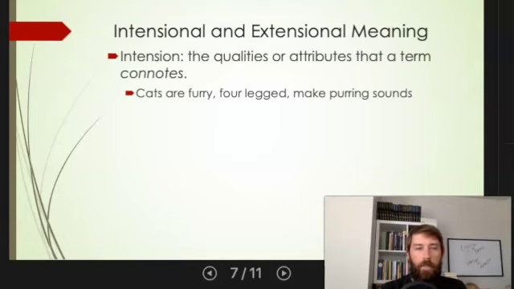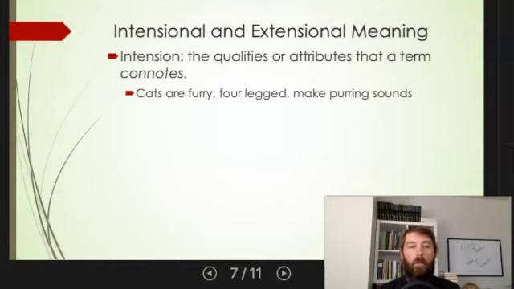The first term is intention, and we've got a definition that includes a word that we haven't talked about before, connotes. So the intentional meaning of a term is the qualities or attributes that that term connotes. And what we mean by connote or connotation is the kinds of things that are brought to mind in a typical speaker of the language. So we're doing instruction in English. So the typical speaker of English, what kind of attributes come to mind when you hear the word cat?